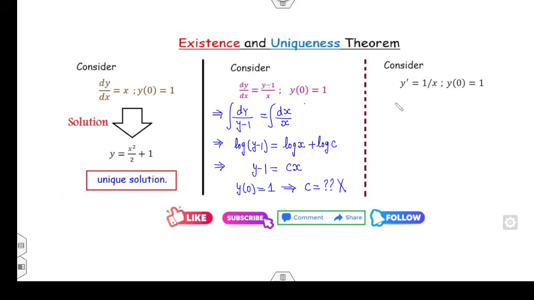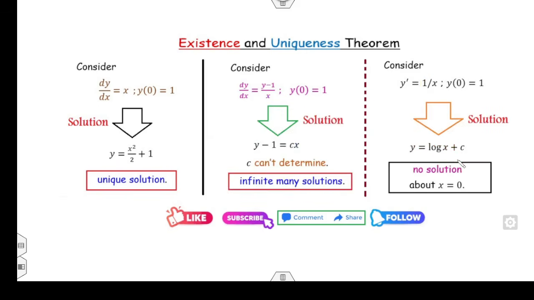On the other hand, if you look at this case, again if you integrate on both sides, the left hand side is y, which is equal to log of x plus c. If I substitute y of 0 is 1, can you find the value of c? Because log of 0 is infinity, that's not defined. So c you can't determine.